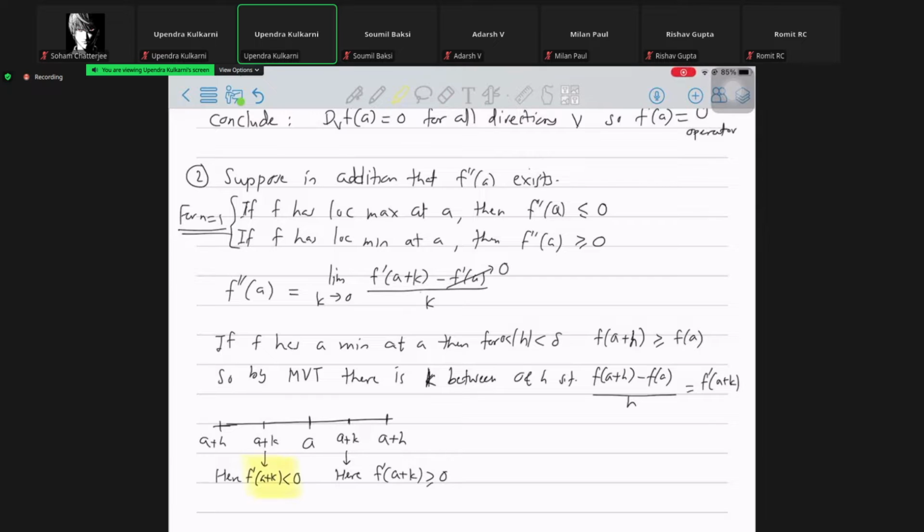On the negative side, the quantity in the numerator is less than or equal to 0, but the quantity in the denominator is also negative. As a result, using the observation, the limit as k approaches 0 of f prime of k divided by k, which is equal to f double prime of a, must be greater than or equal to 0 for a min. And similarly, the observation is for the max.